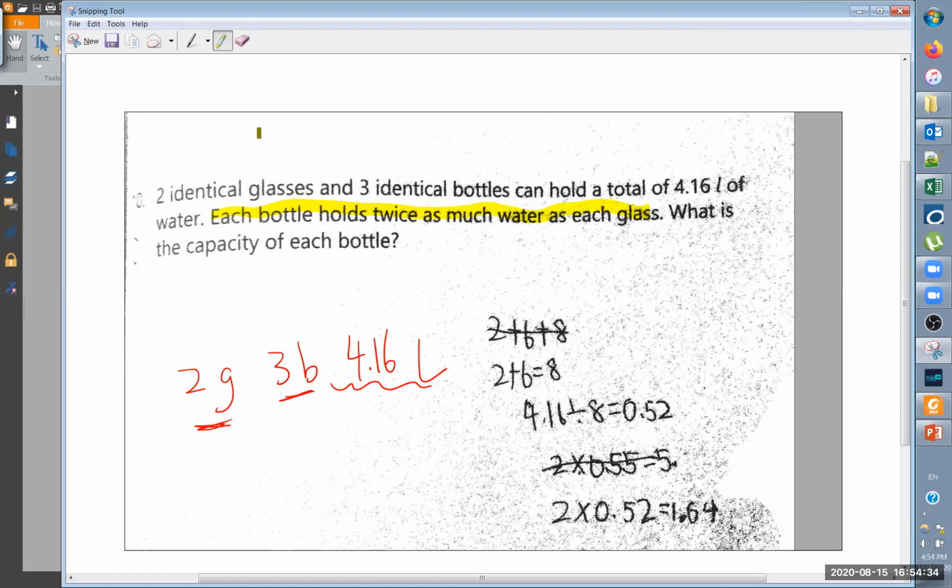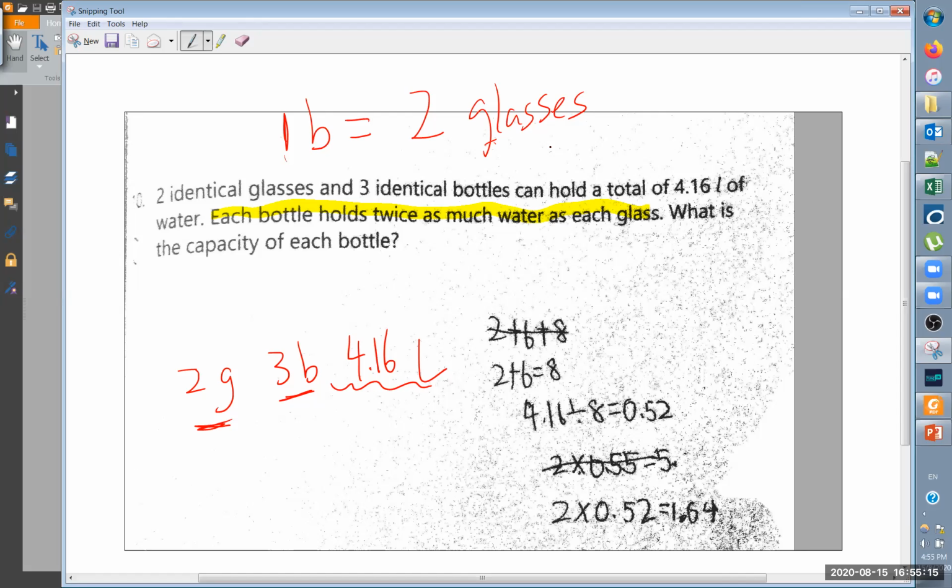So given this statement, one bottle is actually equal to how many glasses? Each bottle holds 2 times. So one bottle is how many glasses? 2 glasses, right? Yeah, because it holds 2 times. So one bottle is 2 glasses. So I write down first. Okay, one bottle is 2 glasses.